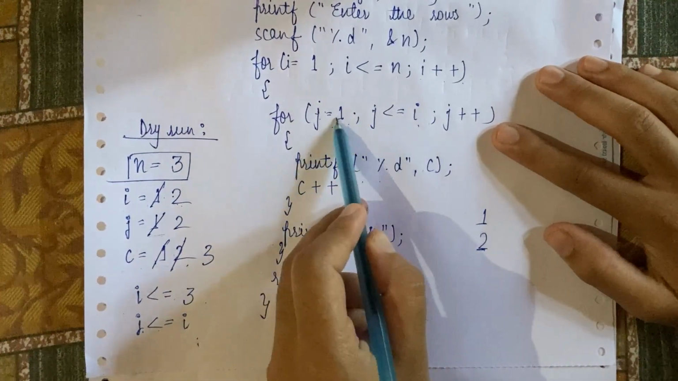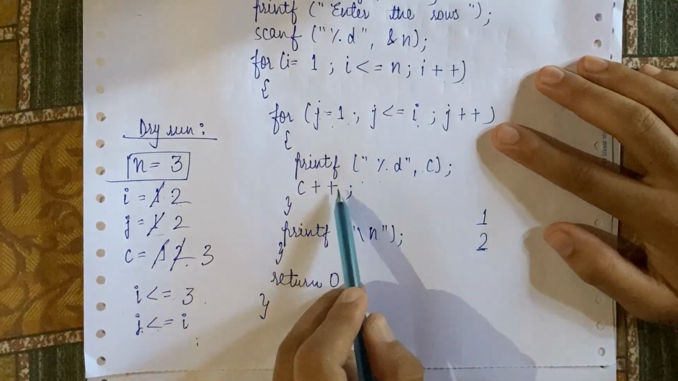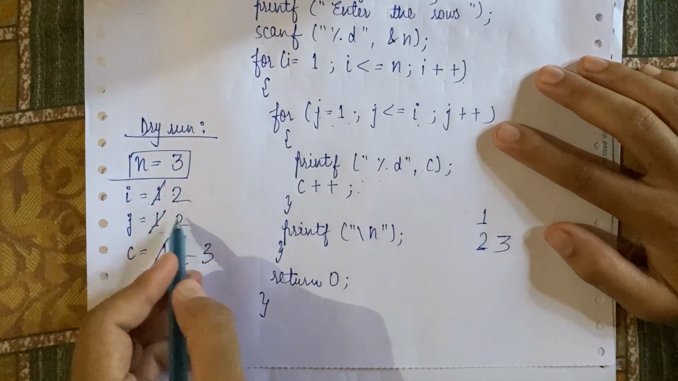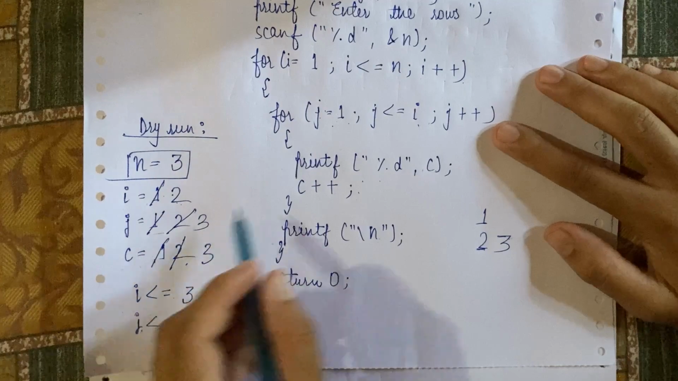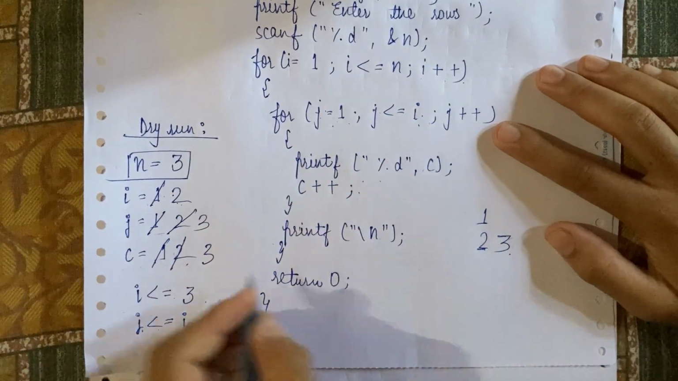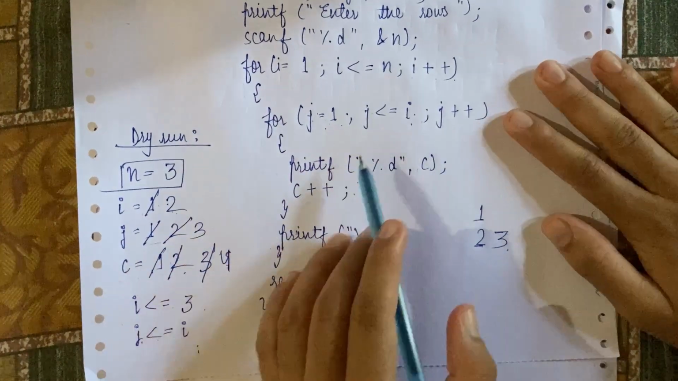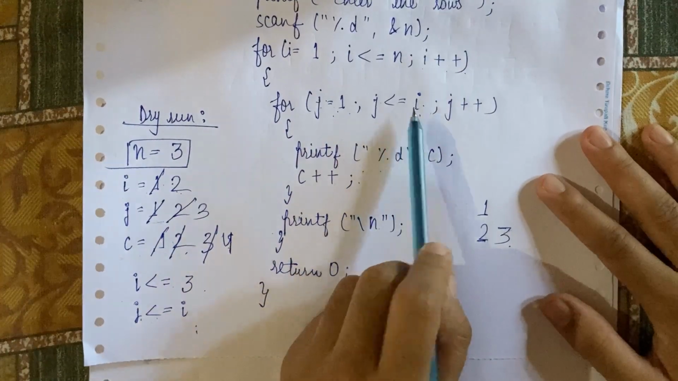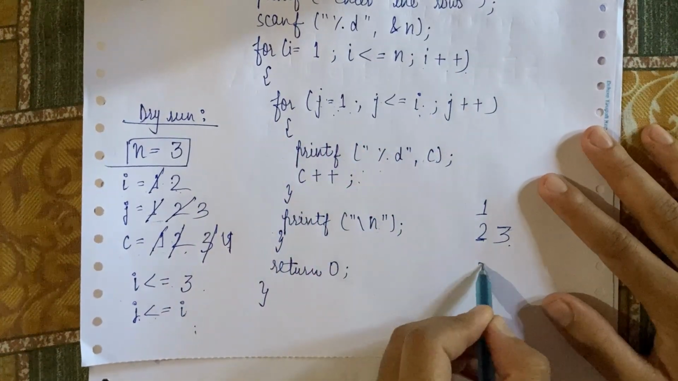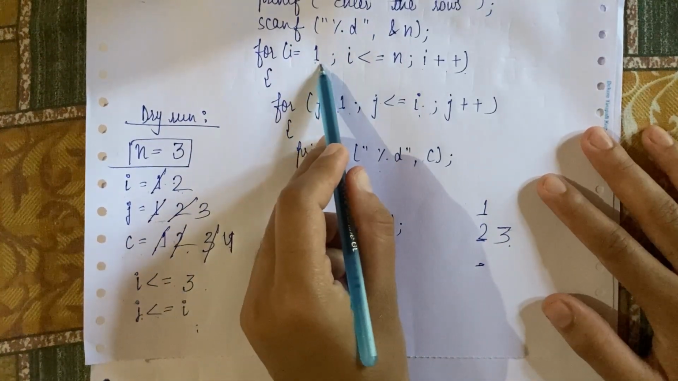So for j equal to 2, 2 less than or equal to 2, condition is true. Again c will be printed, that means it will print 3. Now for j equal to 3, 3 less than or equal to 2, condition is false. After printing 3, the value of c will be incremented, that is 4, and then the condition will be checked for j. 3 less than or equal to 2 will be false, so it will come out of the loop, it will move the cursor to the next line. Then it will again go with the outer loop.